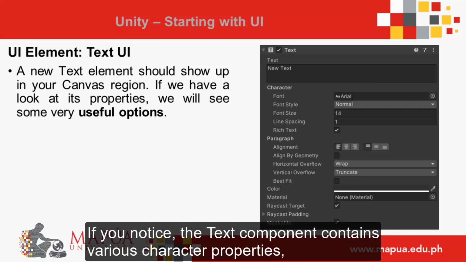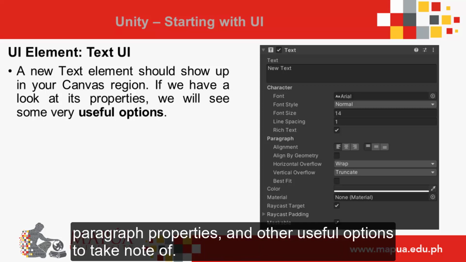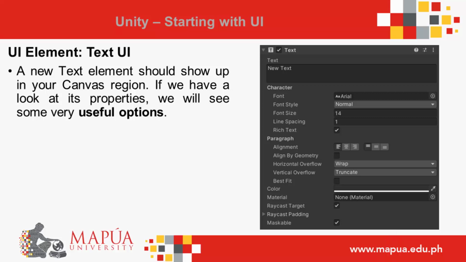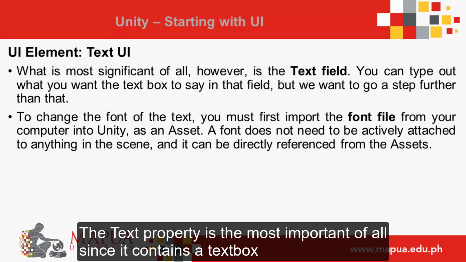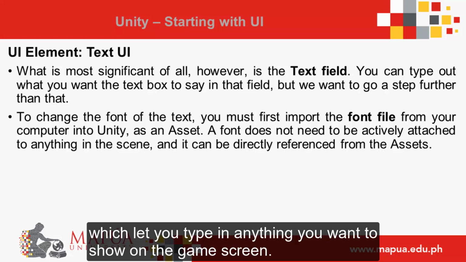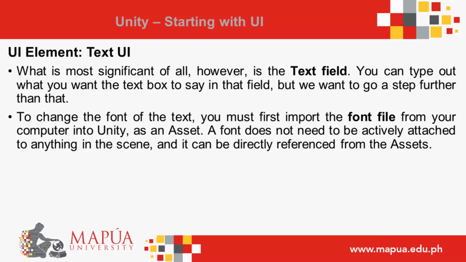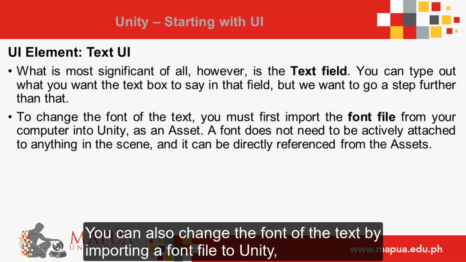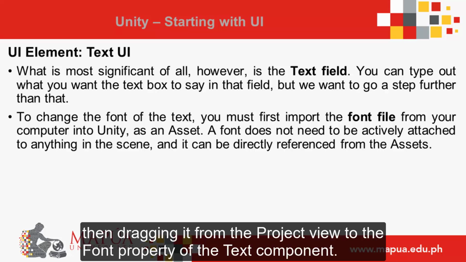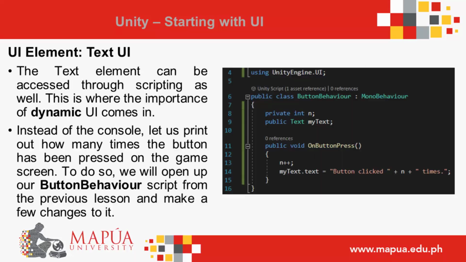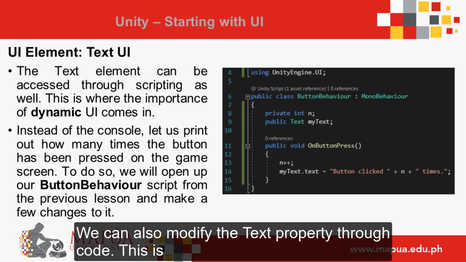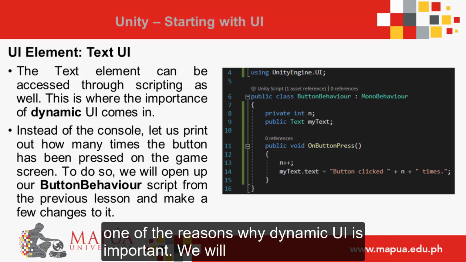If you notice, the text component contains various character properties, paragraph properties, and other useful options to take note of. The text property is the most important of all, since it contains a text box which lets you type in anything you want to show on the game screen. You can also change the font of the text by importing a font file to Unity, then dragging it from the project view to the font property of the text component. We can also modify the text property through code. This is one of the reasons why dynamic UI is important.